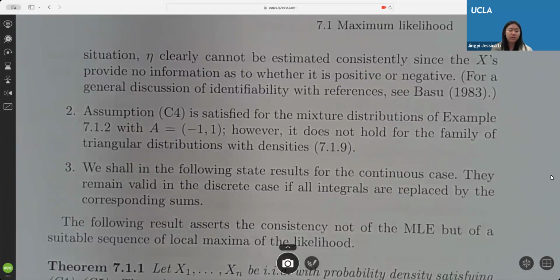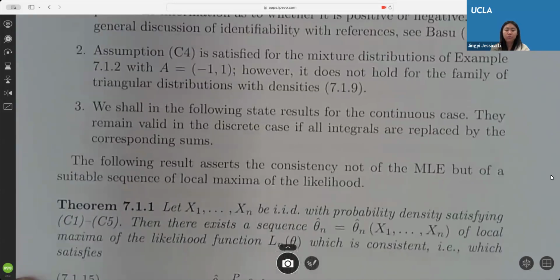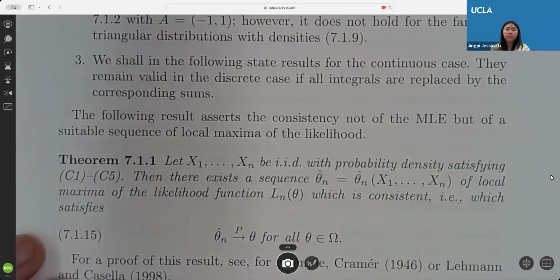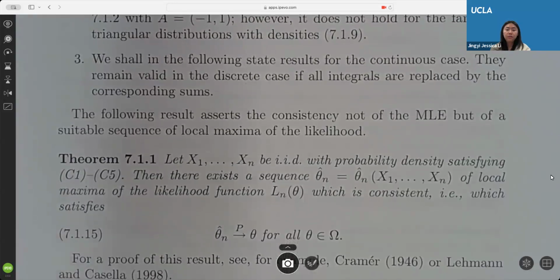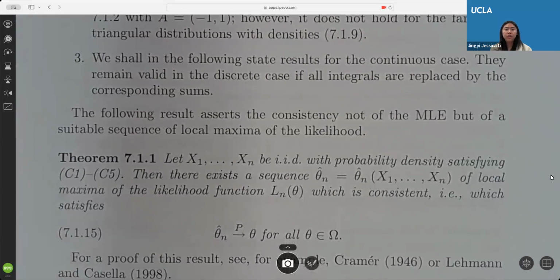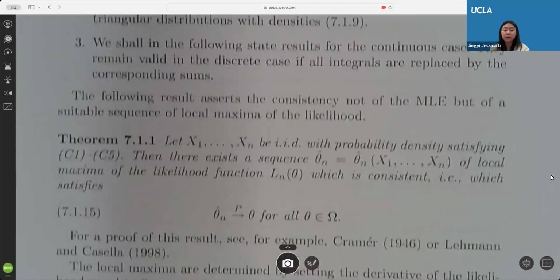So basically the domain doesn't depend on the parameter value; that doesn't hold for the triangular distributions. For the continuous case, we state the following results. They remain valid in the discrete case if all integrals are replaced by sums. Essentially, all the following discussions assume the samples are from a continuous distribution, just for simplicity.